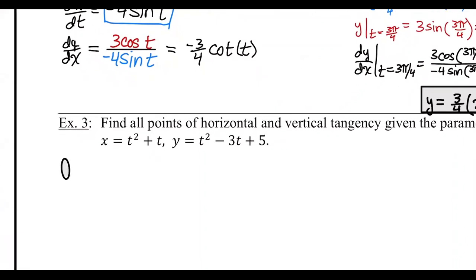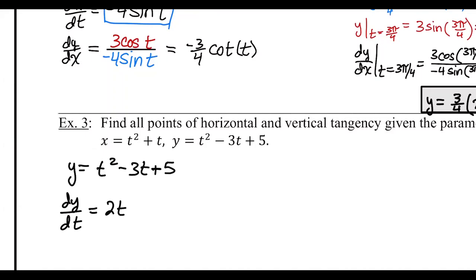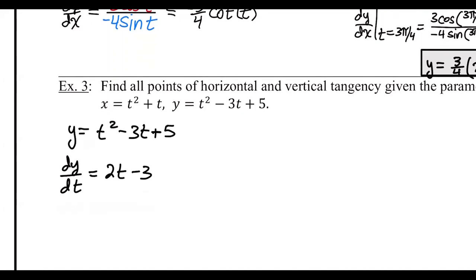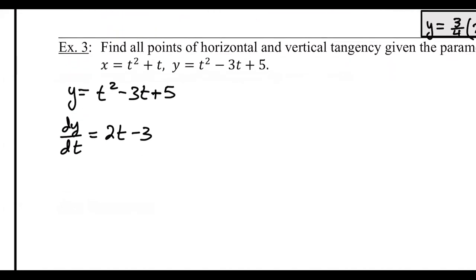So I'll rewrite my y. I didn't turn off my line draw tool or my geometry tool. So y is equal to t squared minus 3t plus 5, dy/dt is equal to 2t minus 3. Different color. x is equal to t squared.